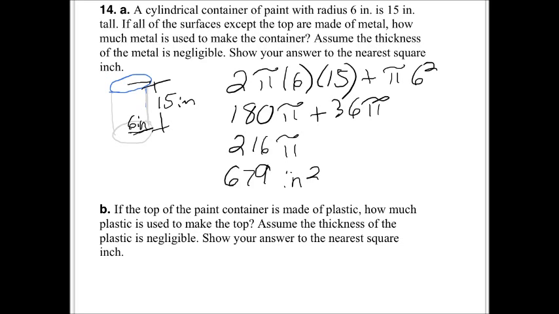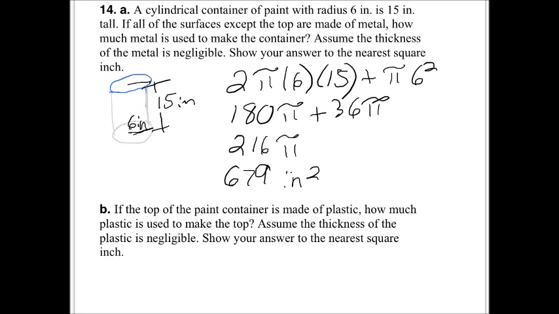Okay, so if the top of the paint container is made of plastic, this is part B, how much plastic is used to make the top? Well, it says assume the thickness of the plastic is negligible. Same thing as I said before. You're not really worrying about how thick the plastic is. Just get a general idea what the surface area would be.